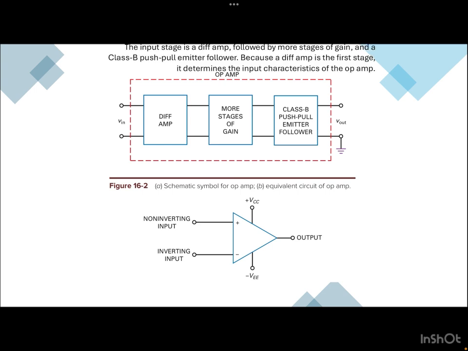The input stage is the diff amp, followed by the Miller diff chain and a class B push-pull emitter follower, because the diff amp is the first stage. It determines the input characteristics of the op amp. And this is the symbol, as you see here, with a non-inverting input and an inverting input. It has a single output. It's the schematic symbol of an op amp, with non-inverting and inverting inputs and a single-ended output.